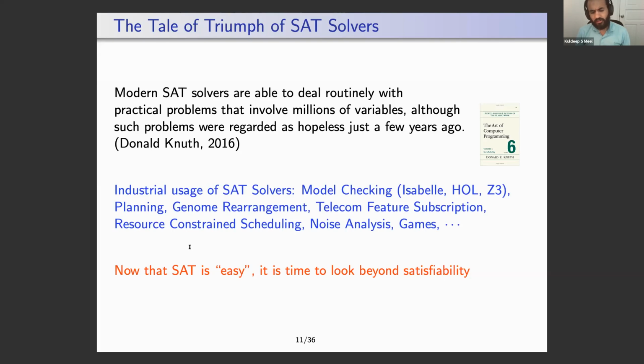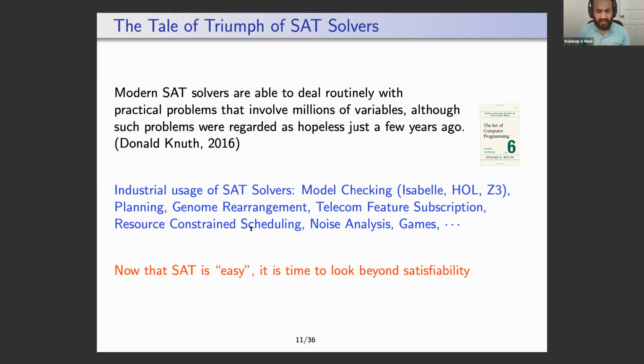Of course, here the word easy comes with a qualification. I don't mean to say that for every formula out there, we can always efficiently solve the problem of satisfiability. It's easy for the problems that typically arise from practice. And this is a theme that keeps coming back again and again in the entire line of work. So this is how we got started.